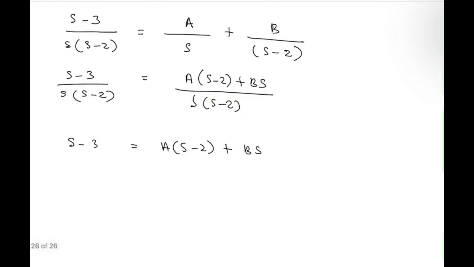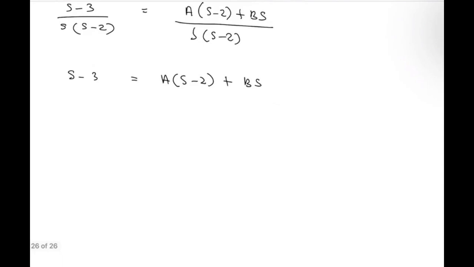All right. The same strategy to find the answer for A and B. We look here, we have S minus 2. Let's make A equal to 0 by substituting S equal to 2. So let S equal to 2. That means on the left hand side, S minus 3, so 2 minus 3 is minus 1. So A will be 0. B will be 2B. So B equals minus 1 over 2.